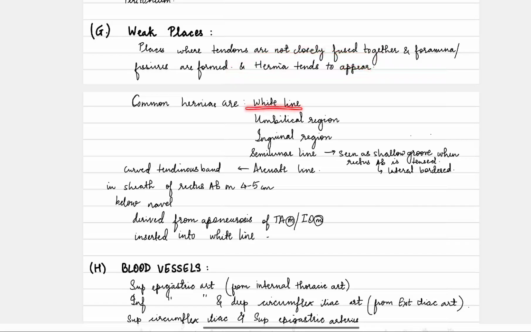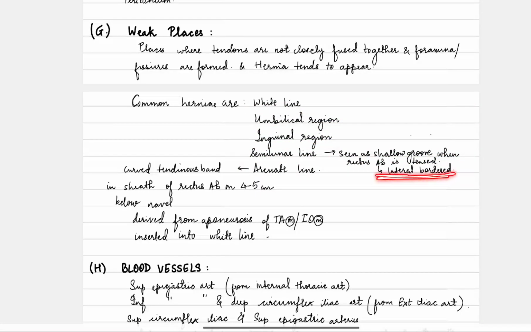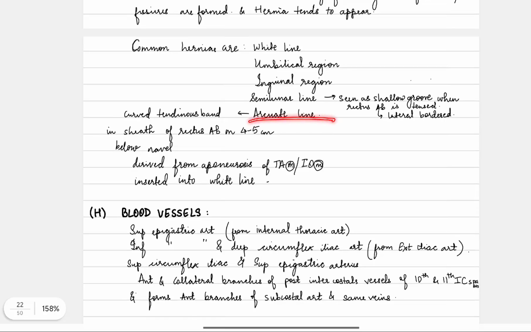Common hernia sites are the white line, which is linea alba or Hunter's line. Next is the umbilical region, regio umbilicalis. Inguinal region, semilunar line. It is seen as a shallow groove when the rectus abdominis is tensed, on the lateral border. Okay. Next is arcuate line.